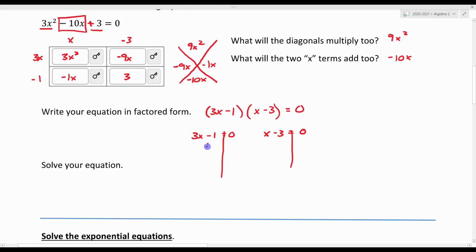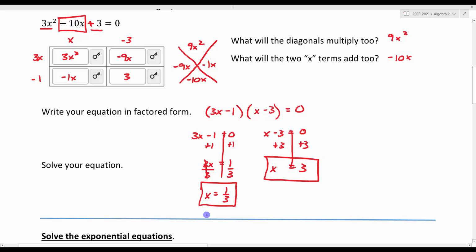All right, so I'm going to add 1 to both sides here. So we get 3x equals 1, and then we divide by 3, and we find that x equals 1/3. Over here, we just add 3 to both sides, and we find that x equals 3. So there's one solution. There is our other solution.